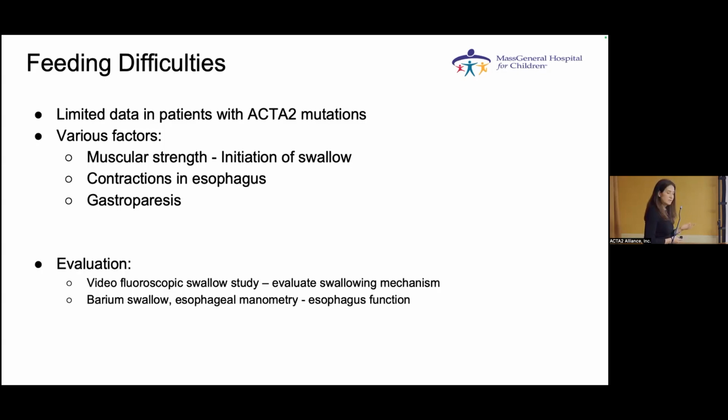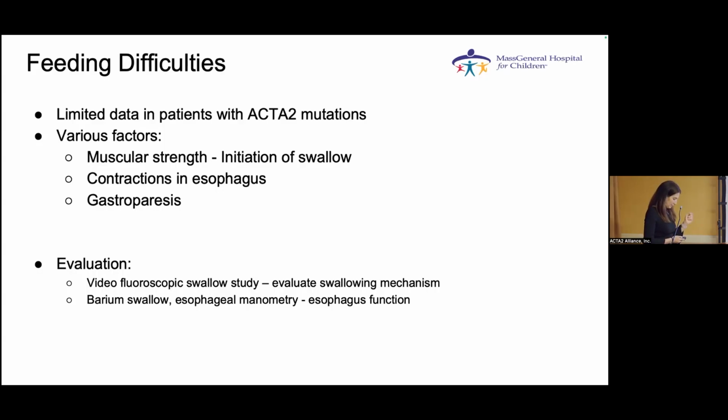For evaluation, there are different ways we can look into it. We can do something called a VFSS, which is really just looking at the contractions as we initiate a swallow. Then there's something called a barium swallow, where we swallow contrast, like the upper GI series I mentioned, and can actually outline it and see how things are moving through. Is there some issue with going into the esophagus and the stomach?